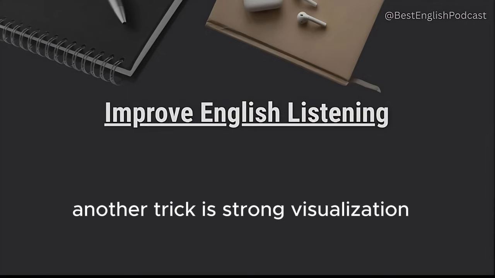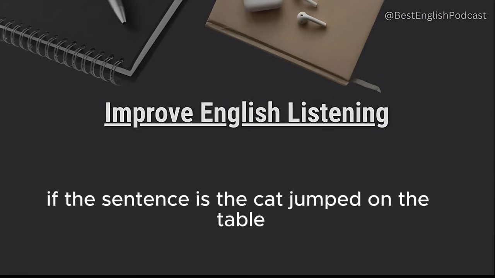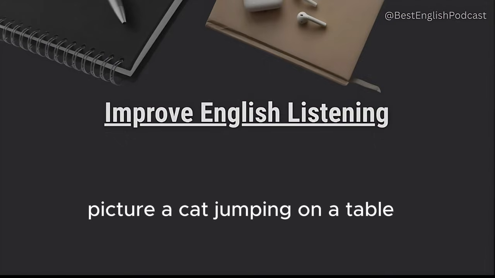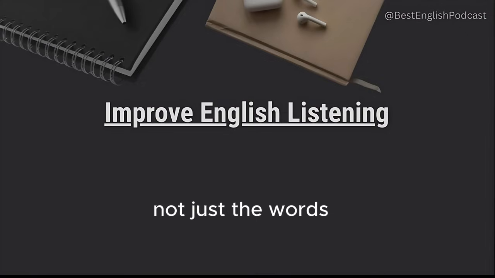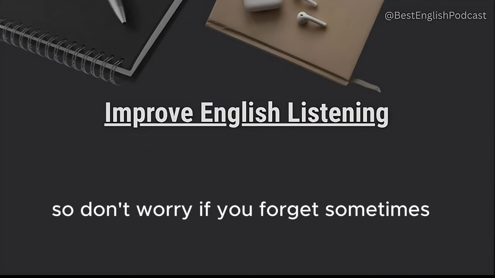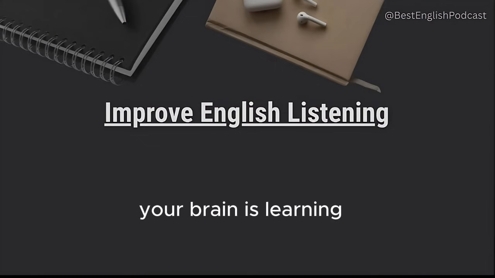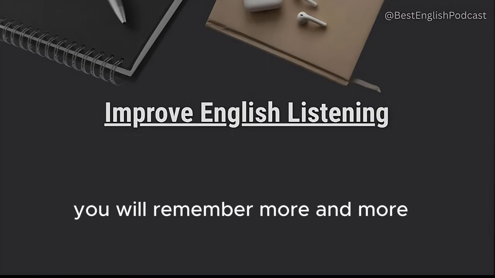Another trick is strong visualization. When you hear a sentence, imagine it in your mind. For example, if the sentence is, "The cat jumped on the table," picture a cat jumping on a table. This helps your brain remember the story, not just the words. Memory plus imagination equals stronger listening. So don't worry if you forget sometimes. Your brain is learning. Use small memory tricks, and step by step, you will remember more and more.